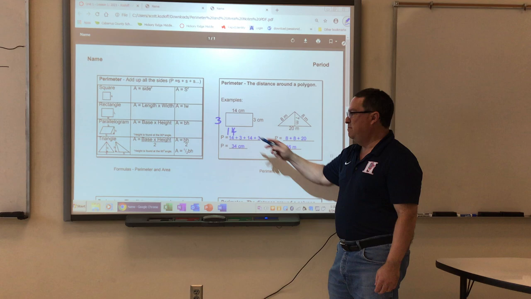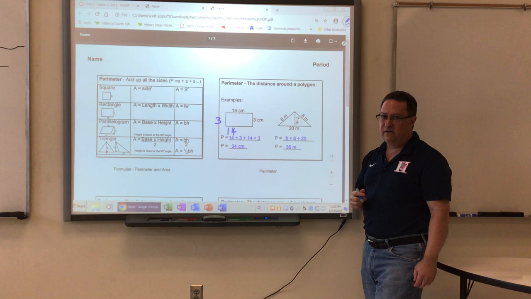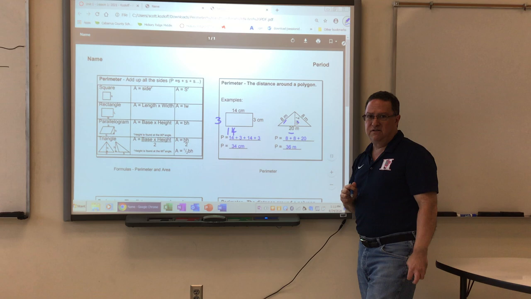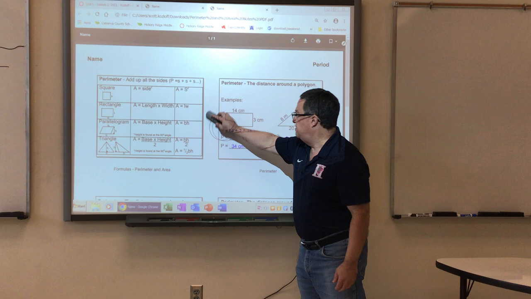For a triangle, even though there are 4 numbers that are here, only 3 of those numbers are what we use for the perimeter. I'm going to use the 8, the 8, and the 20. The 7 meters is the height of that triangle, and we don't use that for perimeter. Now, if we were speaking about area, that would be a different idea, and we'll get to that momentarily.